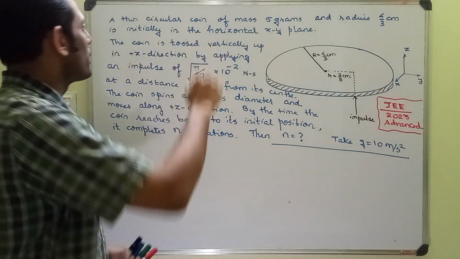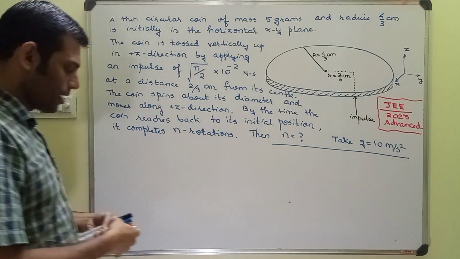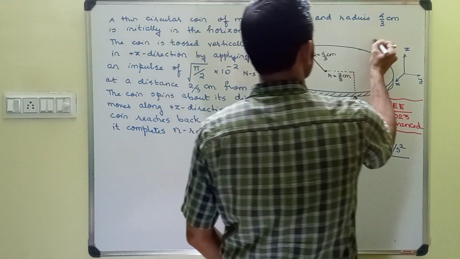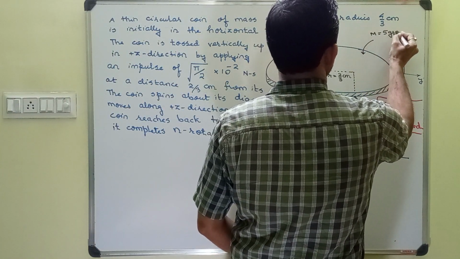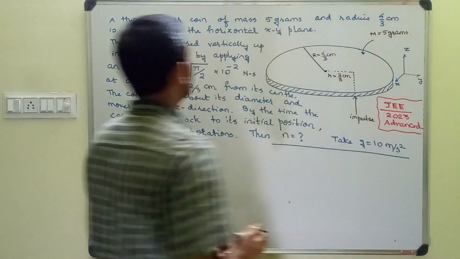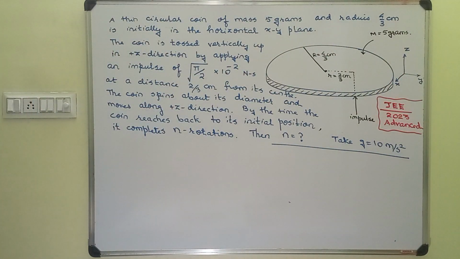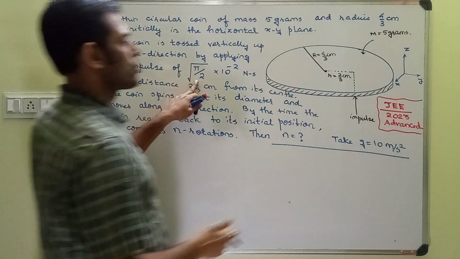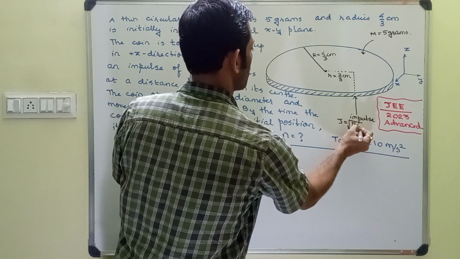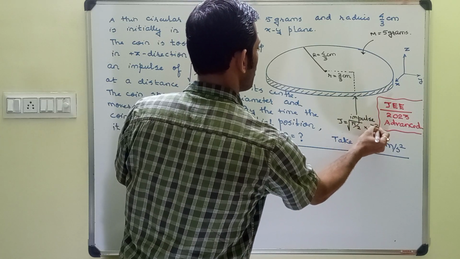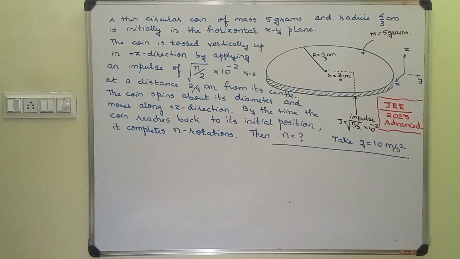Now let's note the data down. A thin circular coin of mass 5 grams. That means this has a mass 5 grams. Radius is noted 4 by 3 centimeter, and initially in the xy plane is given an impulse of J, root of pi by 2 into 10 power minus 2. Noted. The coin spins about its diameter.